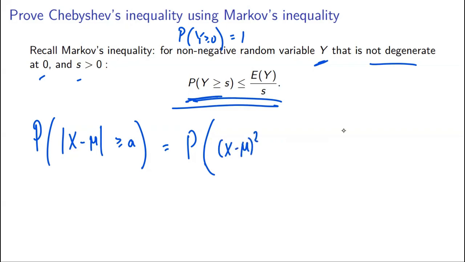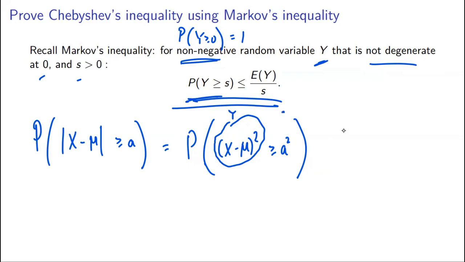The probability that (x minus mu) squared is greater than or equal to a squared. When you square any number, whether it's positive, negative, or 0, you get a value greater than or equal to 0, a non-negative value. So since this expression is non-negative, which is one of the conditions of Markov's inequality, let's say y is equal to (x minus mu) squared.